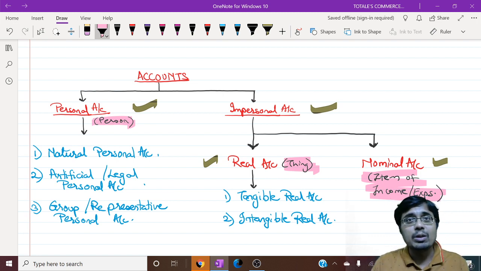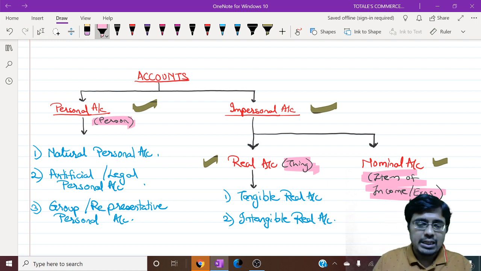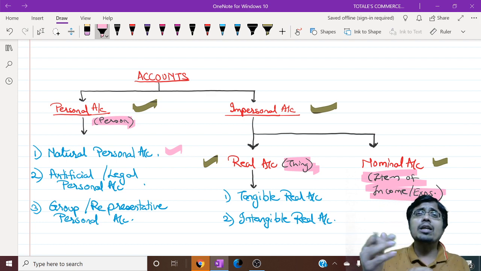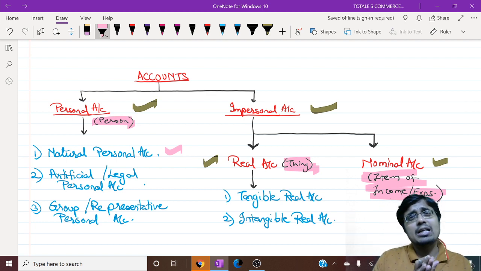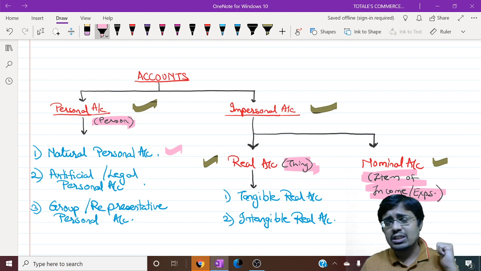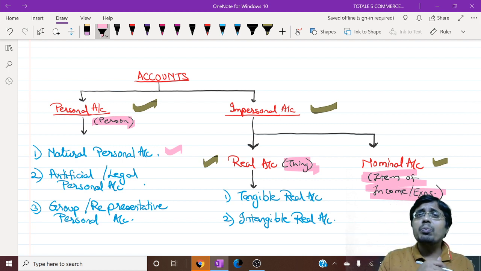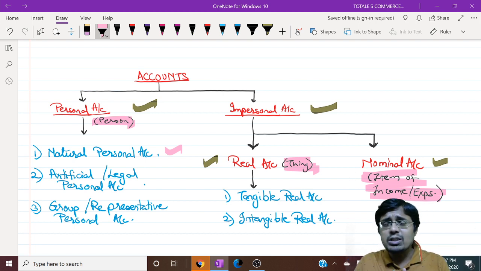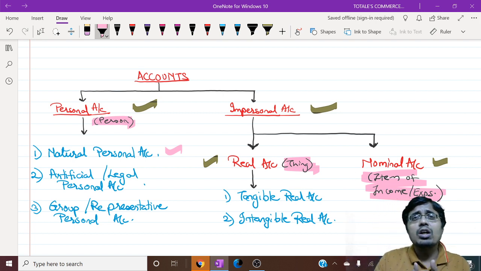Now personal accounts also have subtypes, friends. What are those subtypes? The first subtype is the natural personal account. What is a natural person? Any person who is born naturally, a person like you and me, is said to be a natural person account. If you remember, in the previous lecture we looked into 9 types of persons. One of them was the natural person, and all the others were not natural. They were created either by law or by human beings, so they are said to be artificial or legal personal accounts.